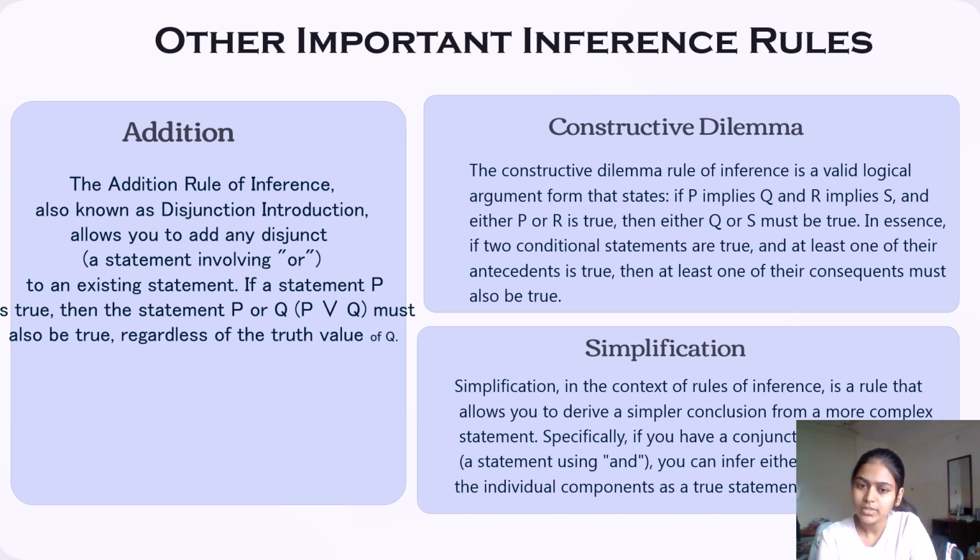Simplification in the context of rules of inference is a rule that allows you to derive a simpler conclusion from a more complex statement. Especially if you have a conjunction, you can infer either of the individual components as true statements as it is.